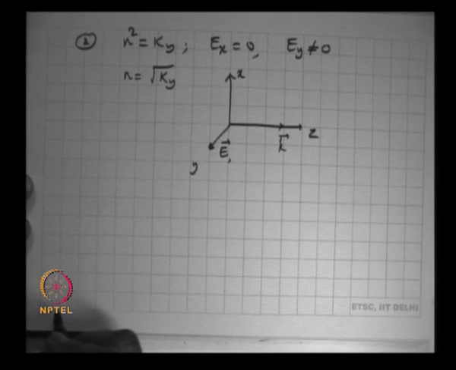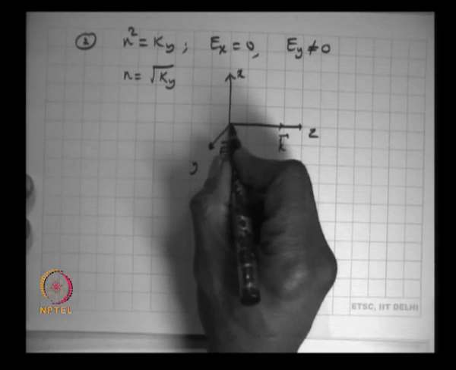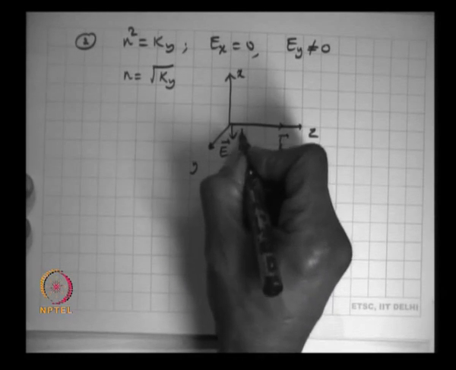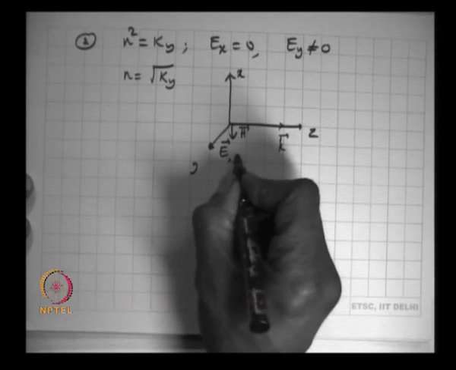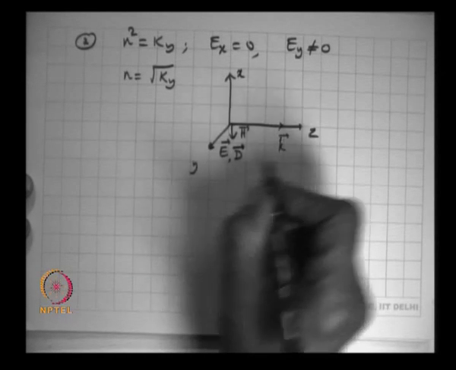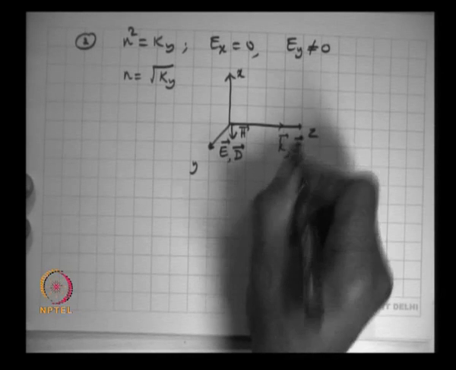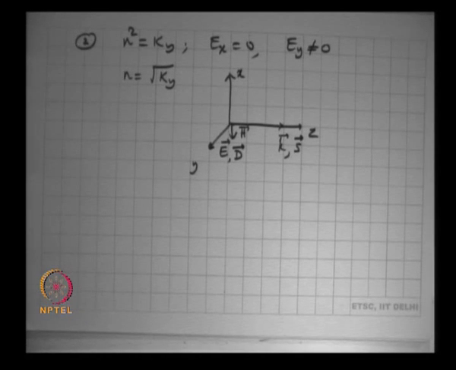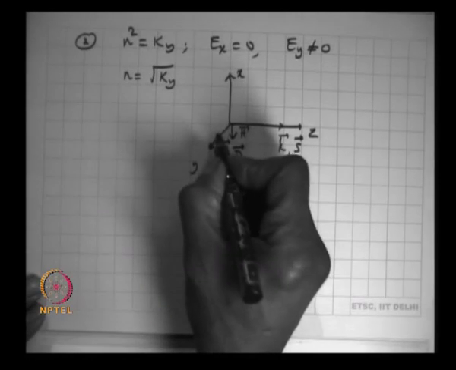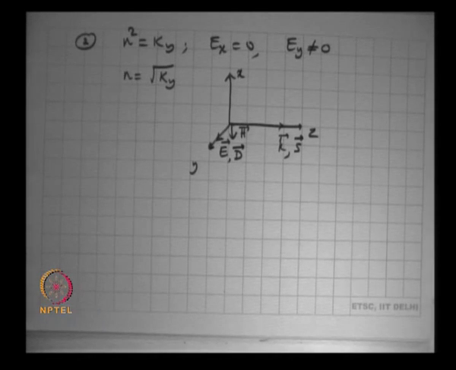What is the direction of h vector? Down, right? Yeah, minus x. So, it will be like this. D vector parallel to E vector, and k vector and s vector are parallel again. So, in this case, the electric field points along the y direction and the wave propagates along this z direction, and the velocity of this wave is determined by this refractive index square root of ky.